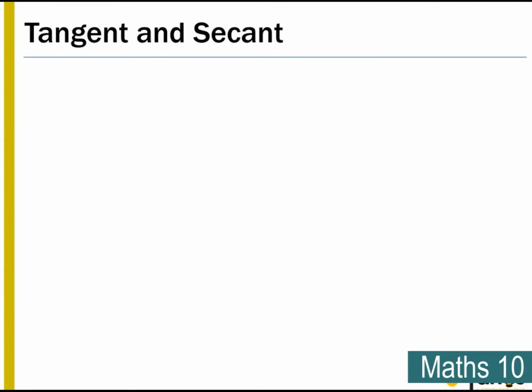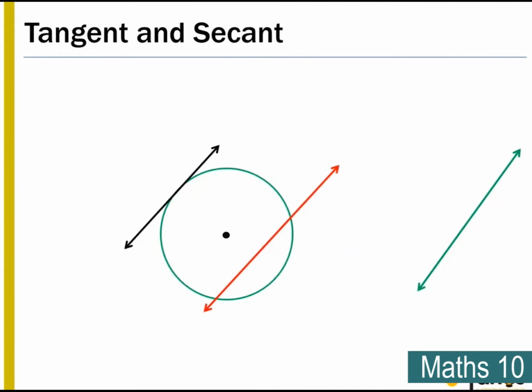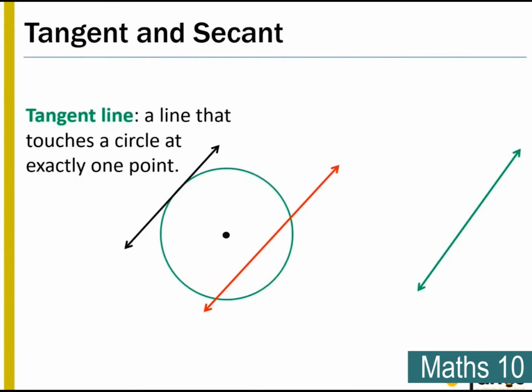An arc that measures more than a semicircle is called a major arc. Tangent and secant. A tangent line is a line that touches a circle at exactly 1 point. For example, this black line here.